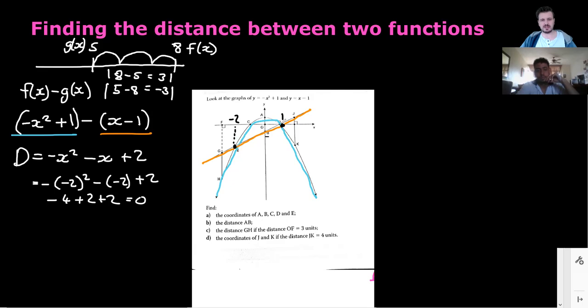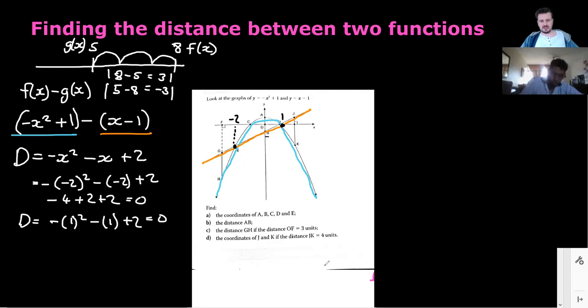And if I sub in d, which was 1, the x value at d, I see I get 0. So this is just proving what I'm saying, that the distance between two graphs is going to be you just minus them from each other.